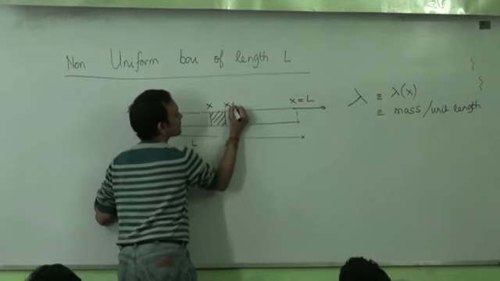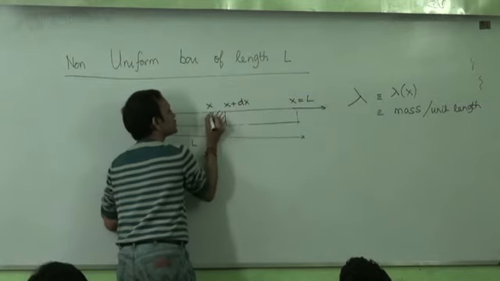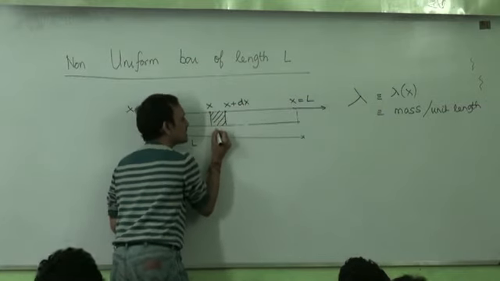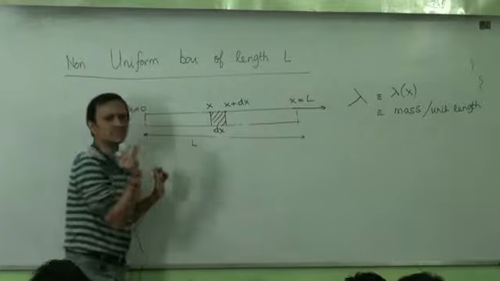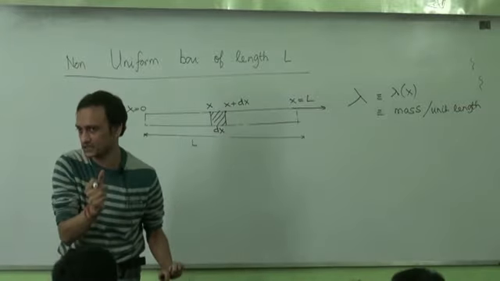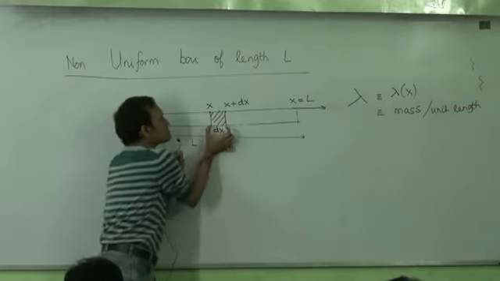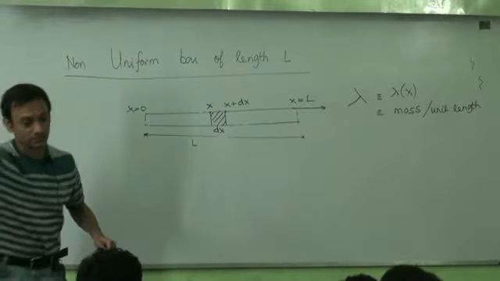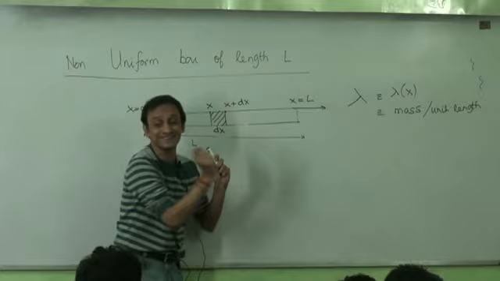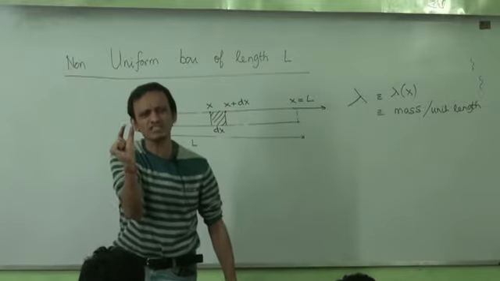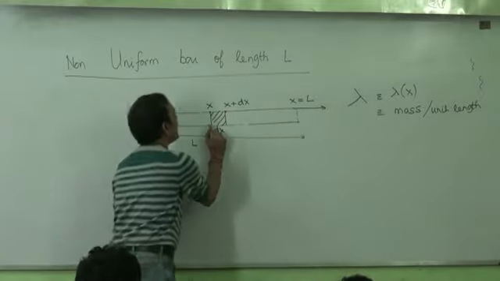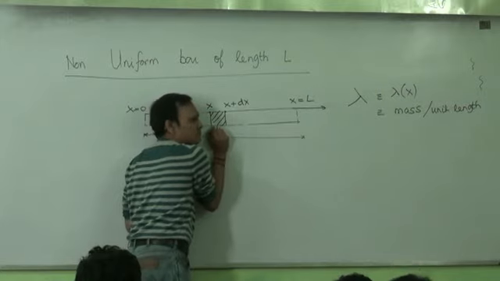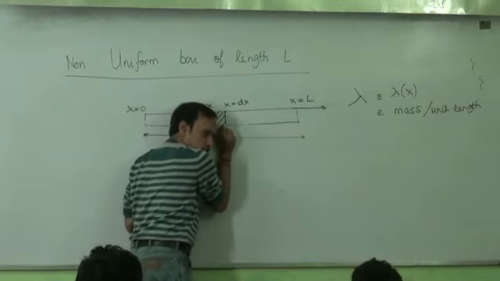That means the ends of this shaded portion would be x and x plus dx. So if at x, I select around x a small length dx, then the mass of this is going to be lambda at x into dx: mass per unit length into the length dx. Since this dx is very small, the mass per unit length at x is the same almost everywhere along this shaded portion.